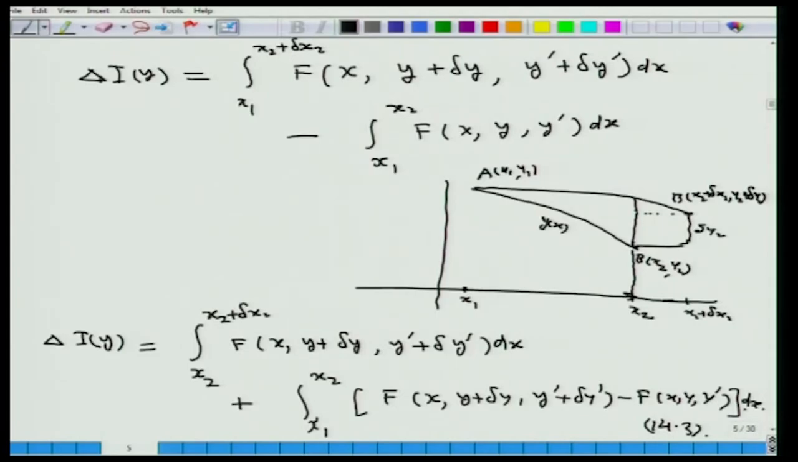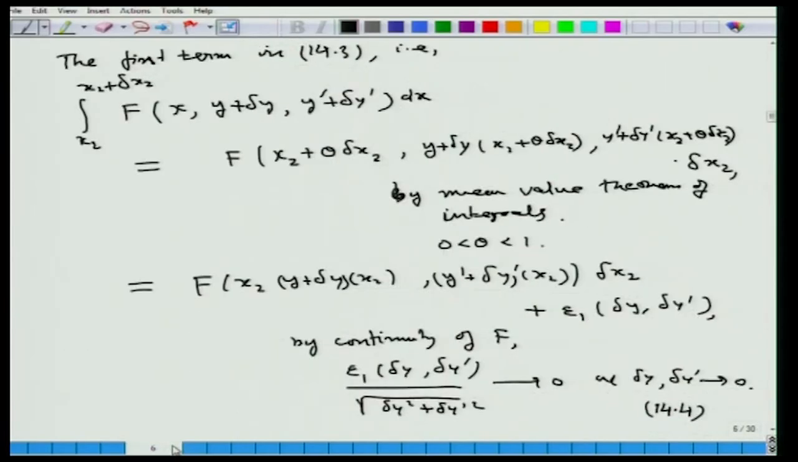And these two integrals are then written like this. They are approximated by the mean value theorem and Taylor series expansion. So, the first integral is approximated by f evaluated at some intermediate point, where theta lies between 0 and 1. So, f of x2 plus theta delta x2, y plus delta y evaluated at x2 plus theta delta x2, y prime plus delta y prime evaluated at x2 plus theta delta x2, times delta x2 here.